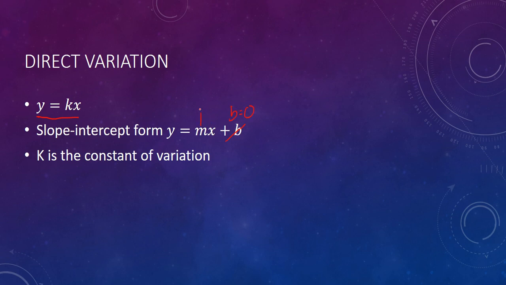And m, remember we talked about in the last section, is our slope. So y equals mx could be another form of direct variation since b is 0. K is the constant of variation, or our slope. So when it asks for that, that's what it's talking about.